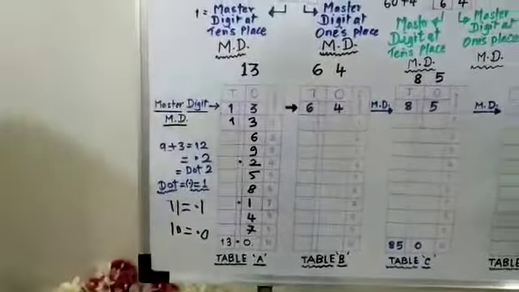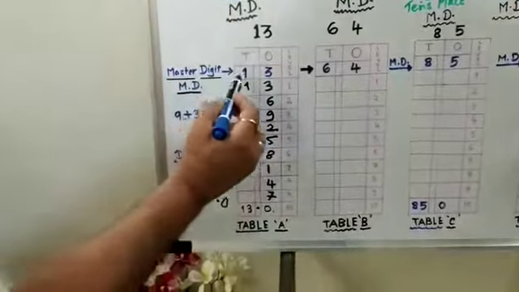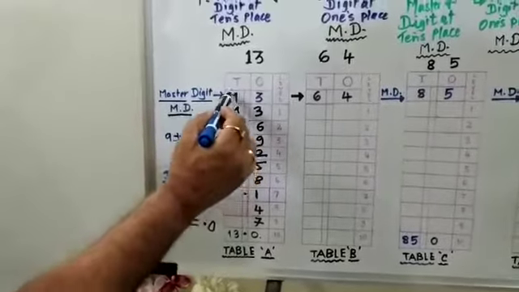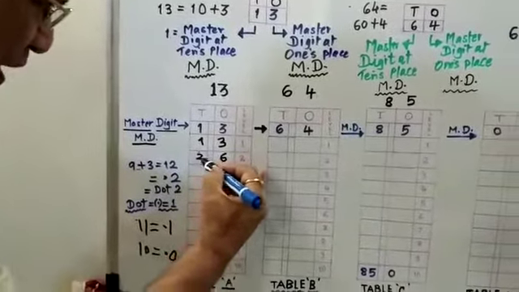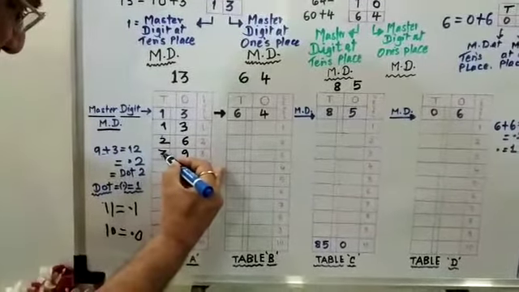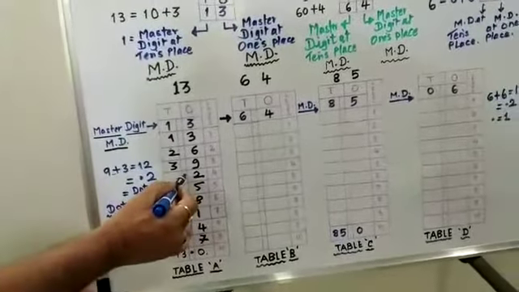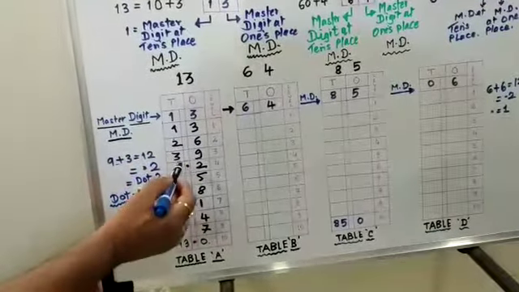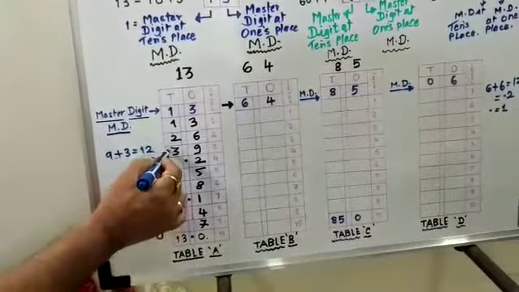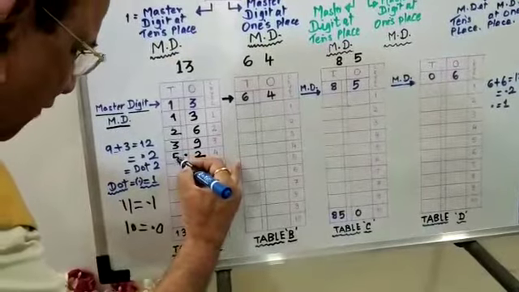Now let's go further. Now we want to get the tens place numbers. Again the same thing. The number that we know is 1 and the master digit is 1. So what we have to do? 1 plus 1, that is 2. 2 plus 1, that is 3. 3 plus 1, 4. Should we write 4? No. Here, when we got 12, the dot is here. So we have to add this dot, which means 1, also. So 3 plus 1 plus dot means 3 plus 1 plus 1, which is 5.